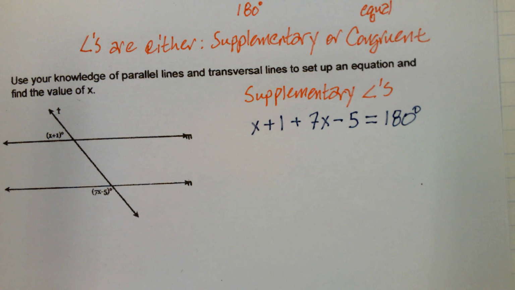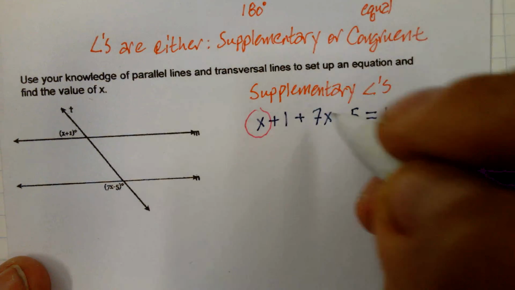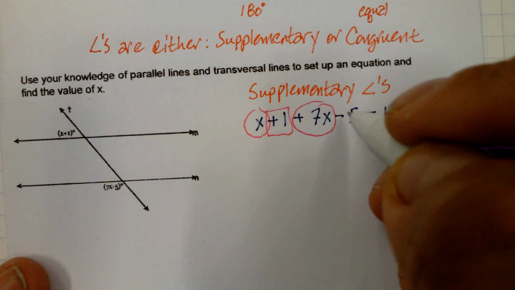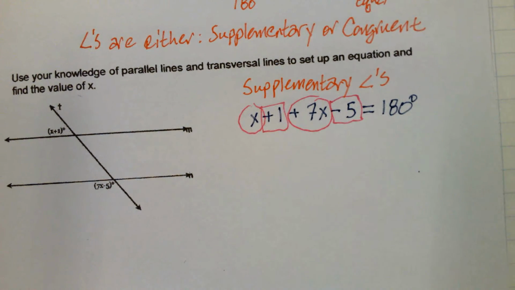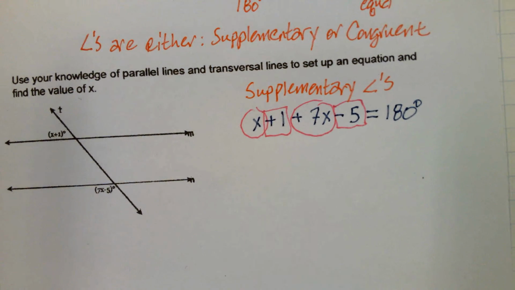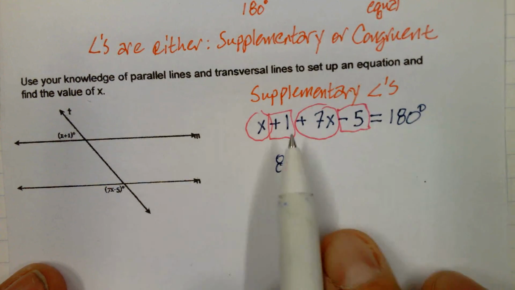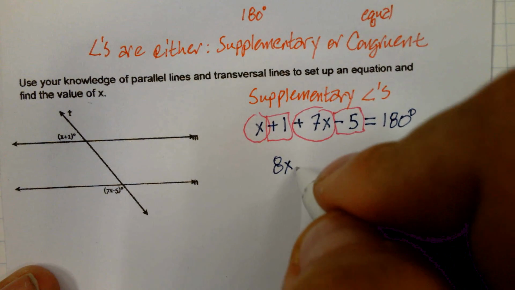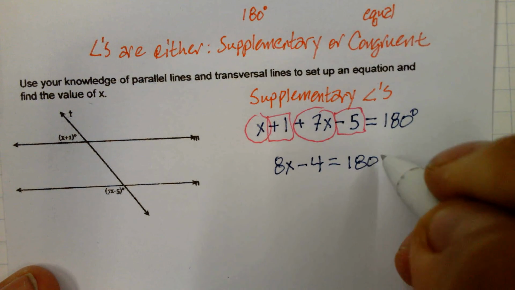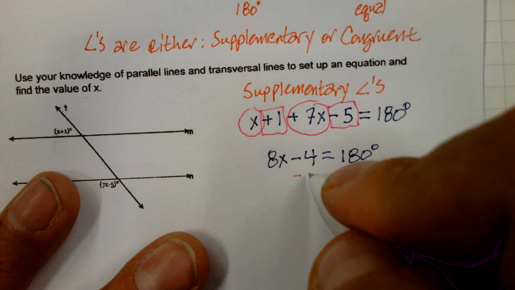Okay, so let's go ahead and combine. We have an equation now, so we've solved equations before. We can take our x terms, I'll circle those, and our constants, 1 and minus 5, those would go together, so I'll put little boxes around those. And let's just put those together and figure out what we got. What do I get when I combine x with 7x? I get 8x. And then I combine 1 with minus 5. So I'll put minus 4 equals 180. Okay, so now it's just a two-step equation. Let's get rid of this 4.